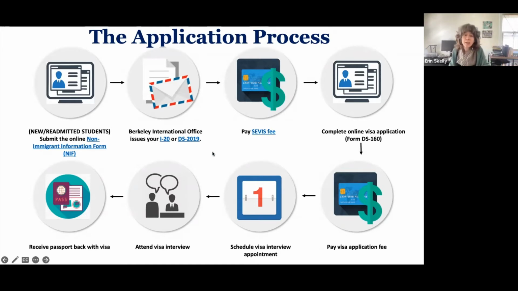Once you get that I-20 or DS 2019, you can pay the SEVIS fee, which is a government fee. We'll talk about it. Then, if you're applying for a visa and you're not Canadian, you will submit an online visa application called the Form DS-160 and pay a visa application fee. That's separate from the SEVIS fee. Then you're likely to schedule a visa interview or appointment, attend the visa interview, and then, if you're successful, receive your passport back with your visa. So let's get started on each of these steps.